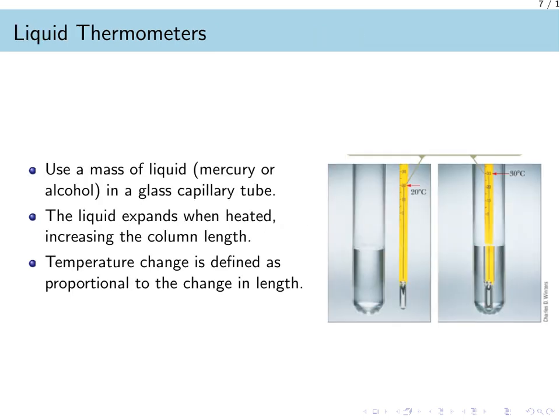Common liquid thermometers, like the ones shown here, typically use a mass of mercury or alcohol contained within a glass capillary tube. When a thermometer is heated, the liquid expands, which causes the column to rise and increase in length. The image shows a thermometer in a liquid bath where the level has risen to 30 degrees Celsius. In these devices, we define the change in temperature as being directly proportional to the change in the length of the liquid column. This allows us to create a linear scale for daily temperature measurements, though the range is limited by the freezing and boiling points of the liquid used.